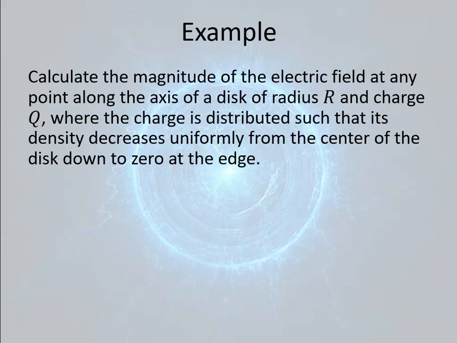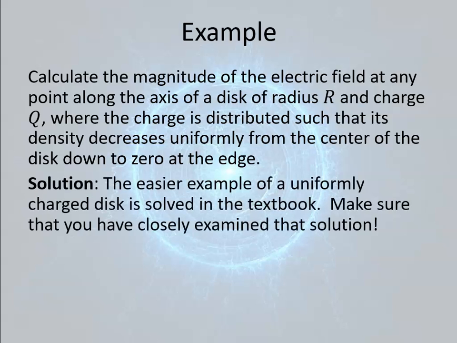So here's the example that we're going to use to explore how to utilize our tools. We're going to find the magnitude of the electric field at any point along the axis of a disk of radius big R and charge big Q. But here we're going to make it so that the charge is distributed where its density decreases uniformly from the center of the disk down to 0 at the edge. So, in other words, we have a non-uniform charge distribution.